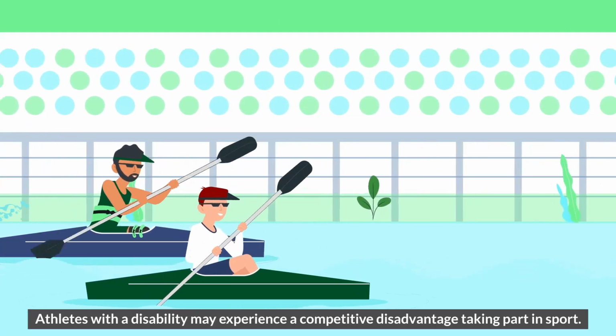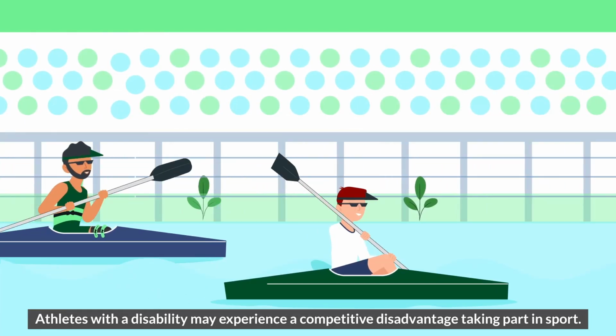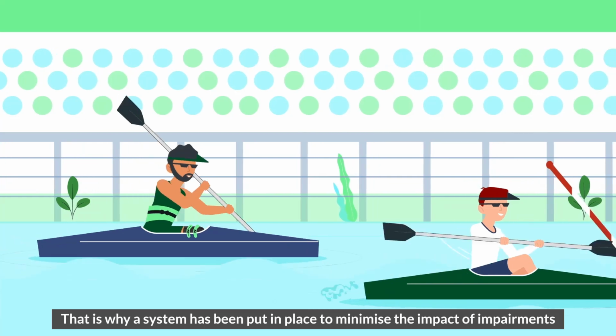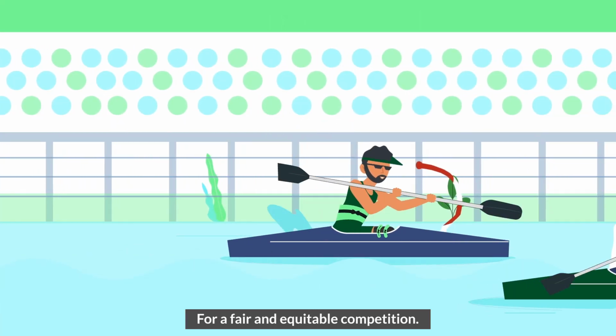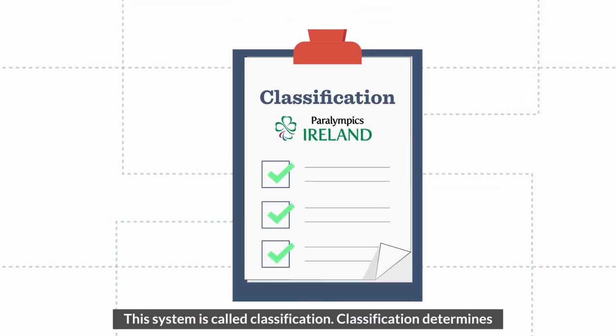Athletes with a disability may experience a competitive disadvantage taking part in sport. That is why a system has been put in place to minimise the impact of impairments on the sport performance and to provide a framework for a fair and equitable competition. This system is called classification.